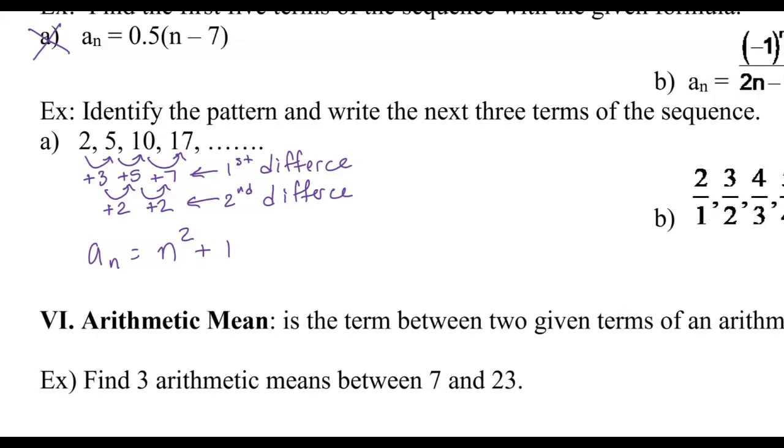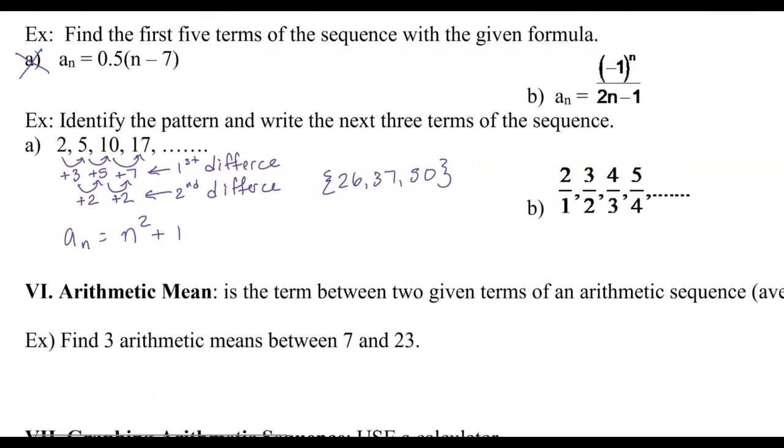So then it just wants us to find the next couple of terms. 5 squared is 25 plus 1 is 26. 6 squared is 36 plus 1 is 37. 7 squared is 49 plus 1 is 50. The next one is easier, I think.